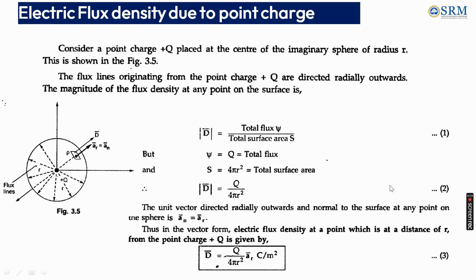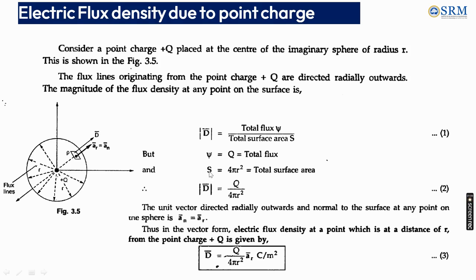So let us start. First we are going to consider a point charge that is located at our origin, and we are aiming to find the electric flux density D vector at a distance r from the point charge. We have considered an imaginary sphere where the flux lines are coming out from the positive charge, originating from there, radially outwards. We already know the magnitude of electric flux density is nothing but total flux per total surface area, and the total flux is equal to the charge.